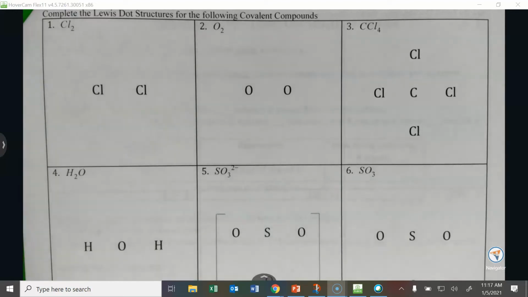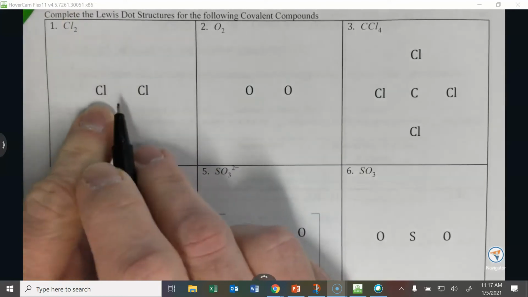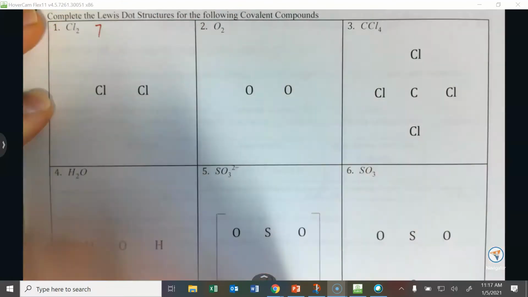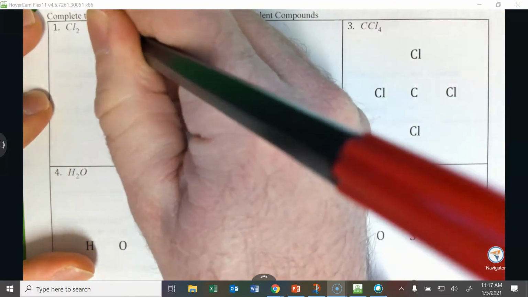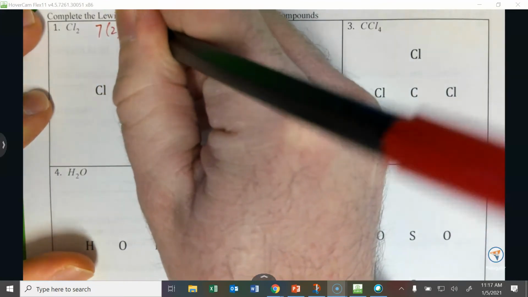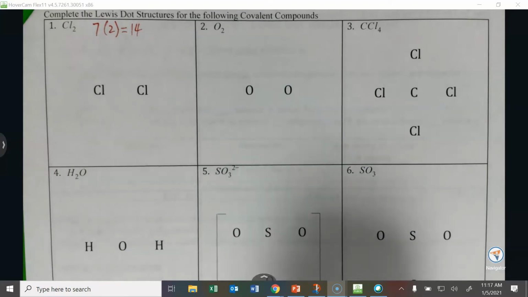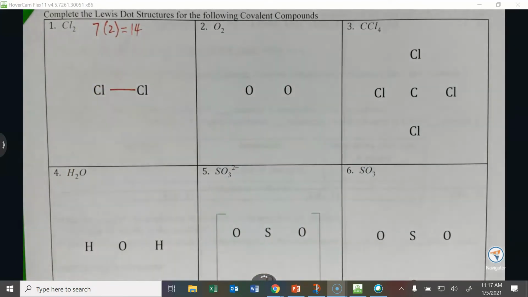I'm just going to show you the way I would do it. All right, so we have Cl2, it's 2 chlorine atoms. That means I've got 7 valence electrons for each chlorine atom because it's in group 17. I've got 2 of those, so 7 times 2 gives me 14 valence electrons. First step is always to count. Then we're going to connect them with a line to form our skeleton.